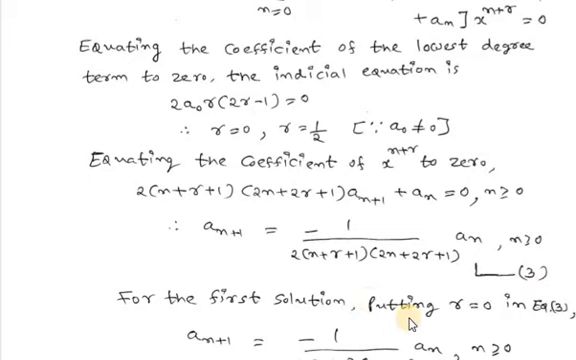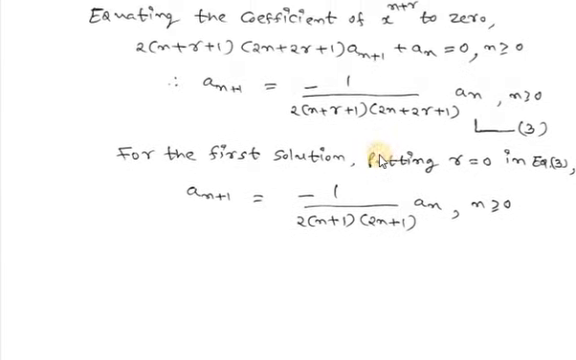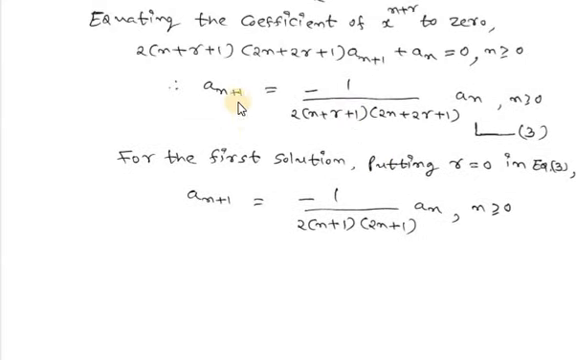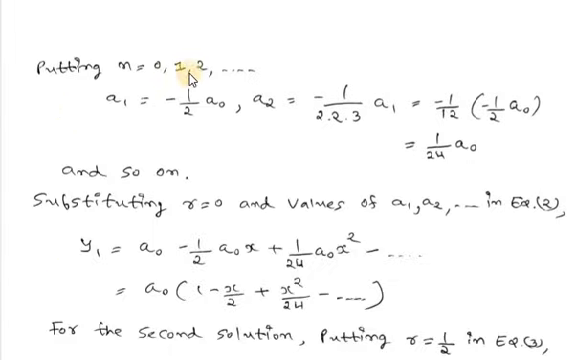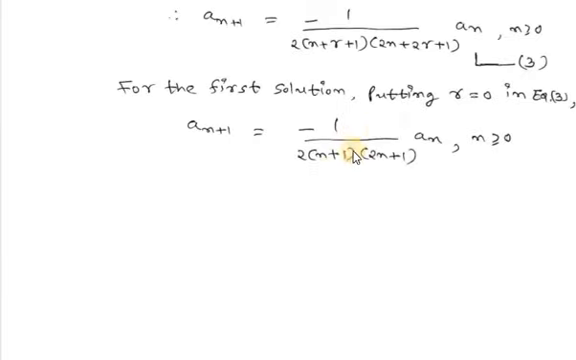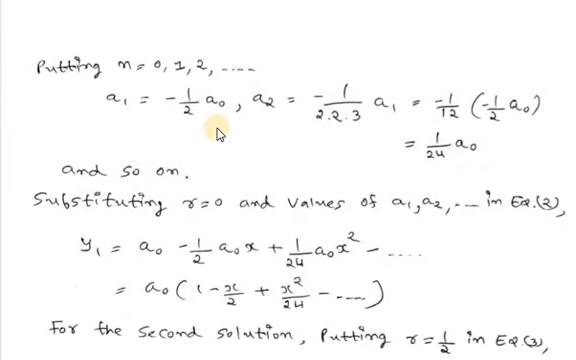For the first solution, we put r equals 0 in equation number 3. It becomes an plus 1 equals minus 1 over 2 into bracket n plus 1 into bracket 2n plus 1, because 2r and r will become 0, into an, and this is true for n greater than or equal to 0. Now we have to put n equals 0, 1, 2 and so on in this equation to find the values of a1, a2 and so on.